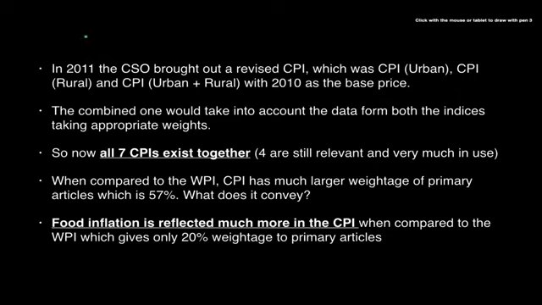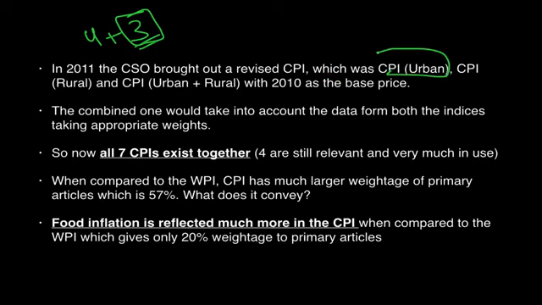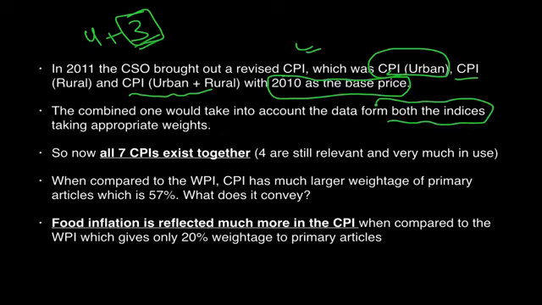Again, as I told you, 4 were the earlier ones. In 2011 there were 3 more introduced. There were CPI urban, CPI rural, and CPI urban plus rural, and 2010 was used as the base in this particular case. The combined index takes both the rural and urban indexes, and takes appropriate weights of all of them.